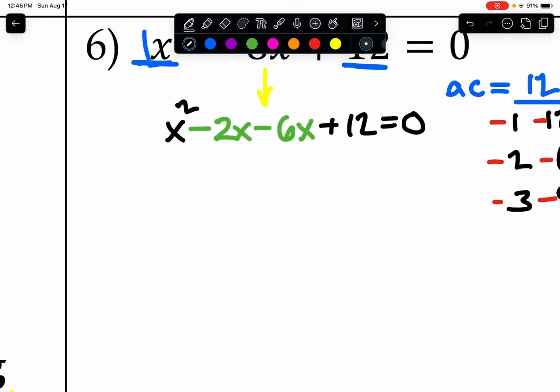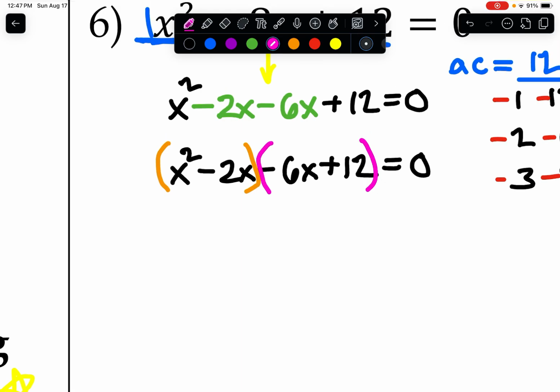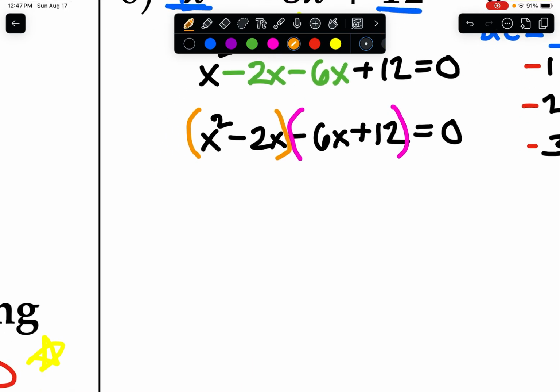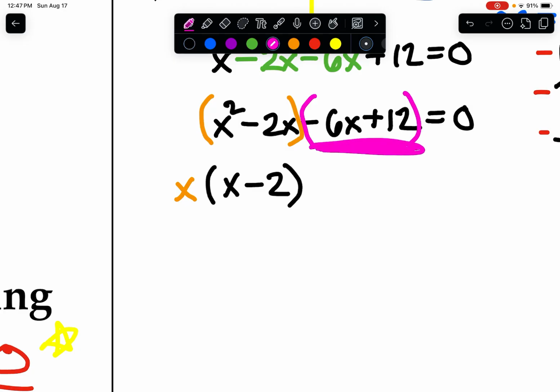So once you get here, the next step is I'm going to do my grouping. So I'm going to rewrite my equation. And when you get here, I'm going to group the first two terms together and then group the last two terms together. And then once you do your grouping, you're going to do your greatest common factor. So out of x squared minus 2x, I can take out an x. And what that leaves me with is x minus 2. And then in the second group, a negative 6x plus 12.